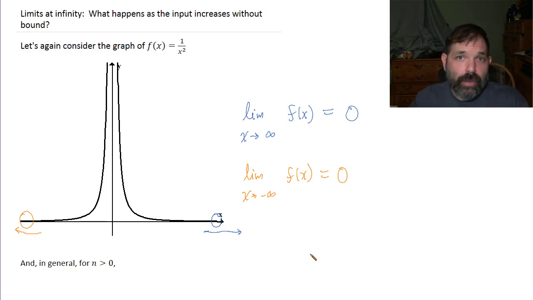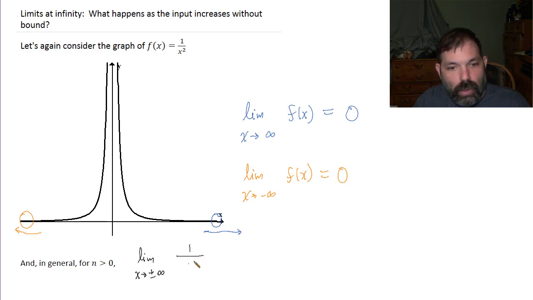Now that doesn't mean that every time we take a limit at infinity we get 0. That's just what's happening for this curve. But we can state in general, if n is a positive number, then the limit as x approaches either positive or negative infinity of 1 over x to the n will equal 0 as long as n is a positive number. And we won't prove this, but it should seem reasonable to you if you think about what's happening here.